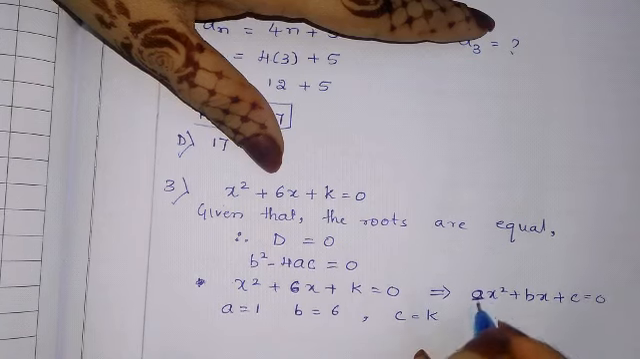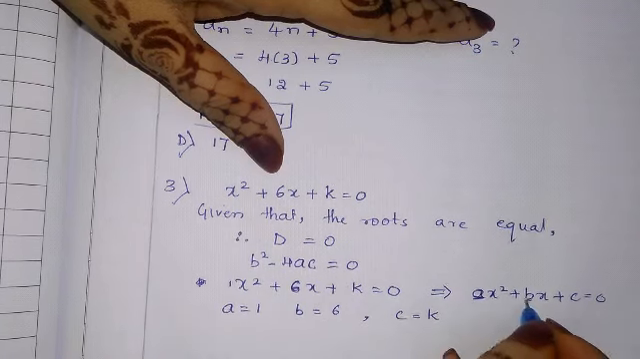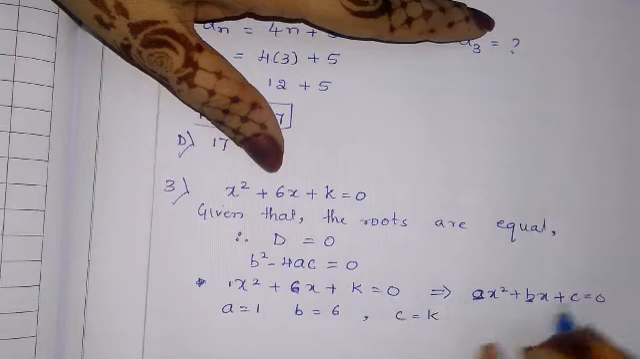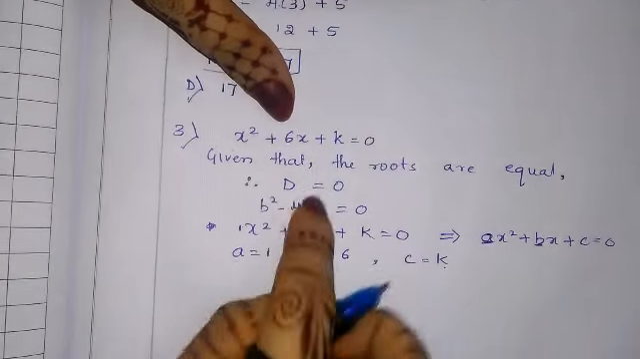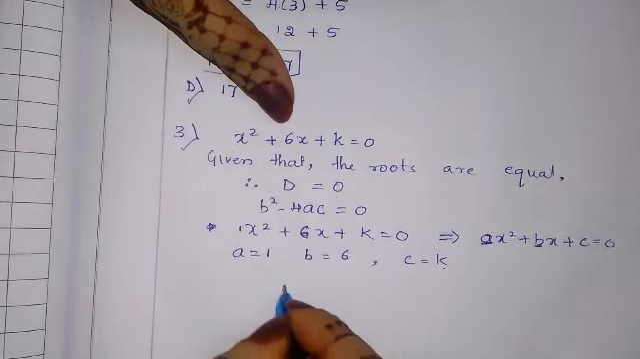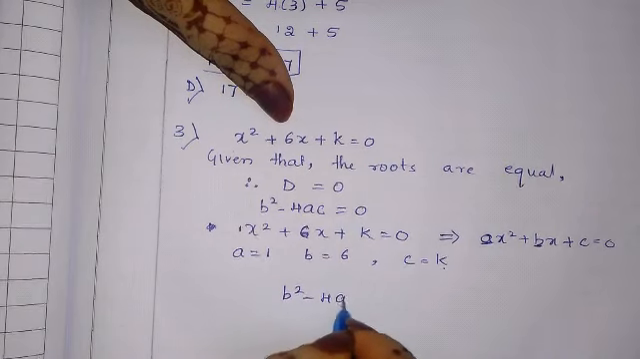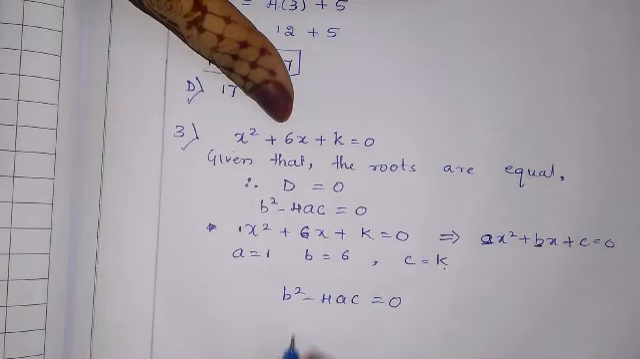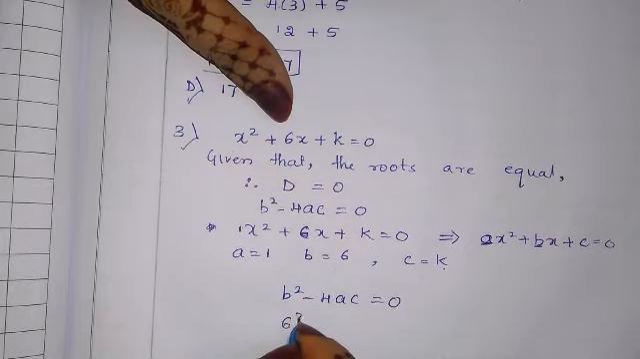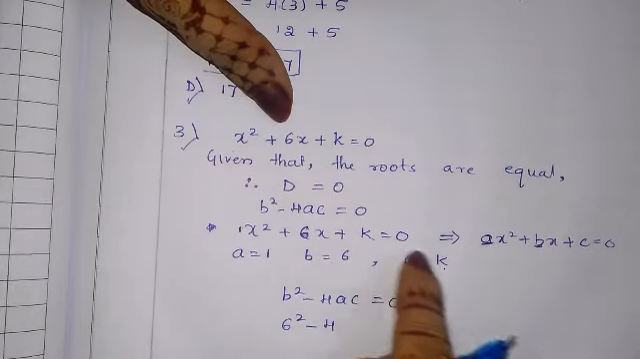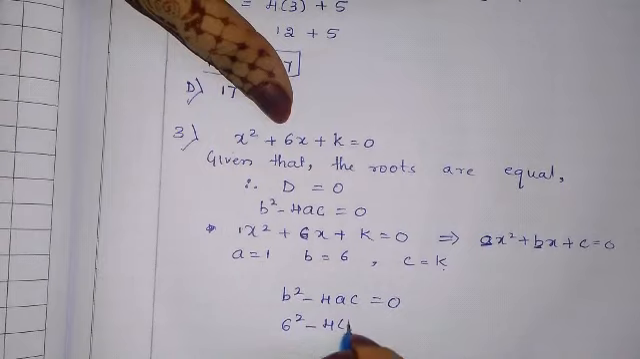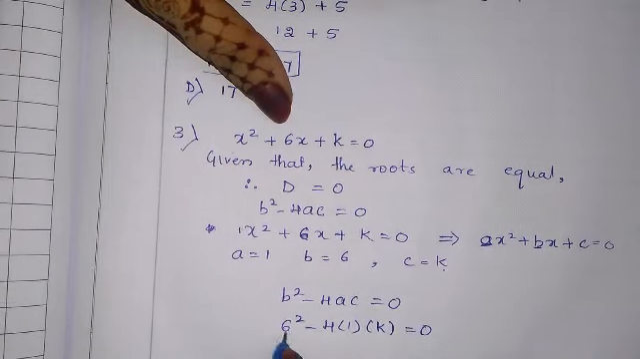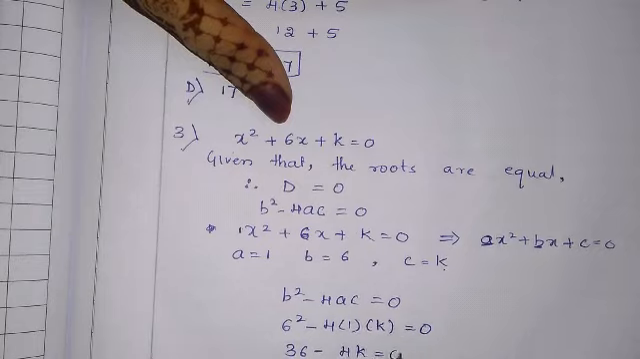So in place of a we can see 1, b is 6, c is k. So let us substitute in b square minus 4ac equal to 0. B value is 6, so 6 square minus 4, a value is 1, c value is k, equals 0.